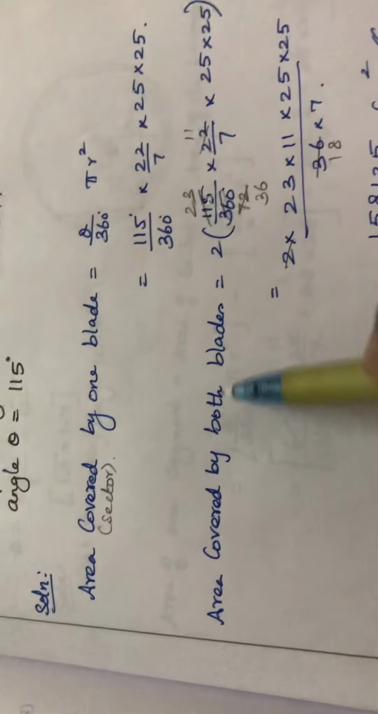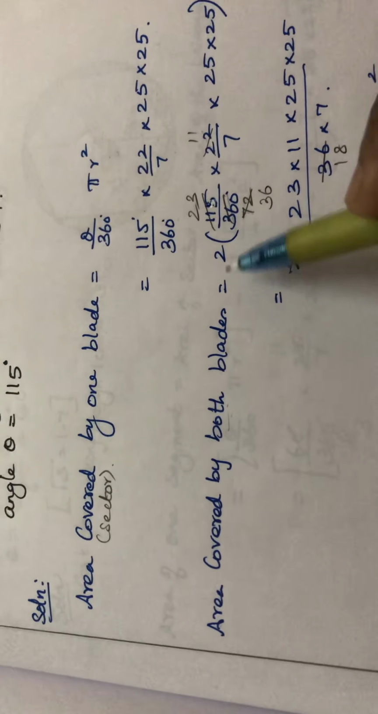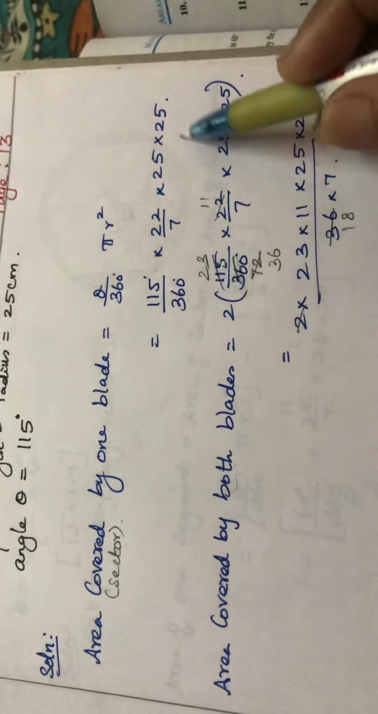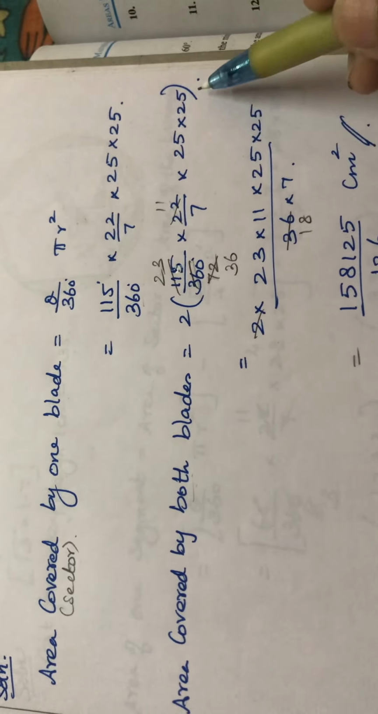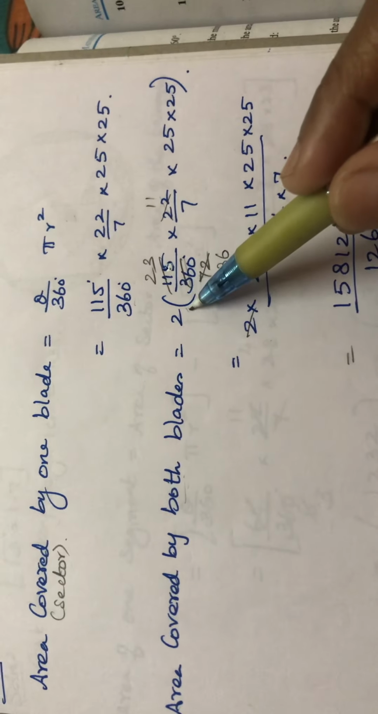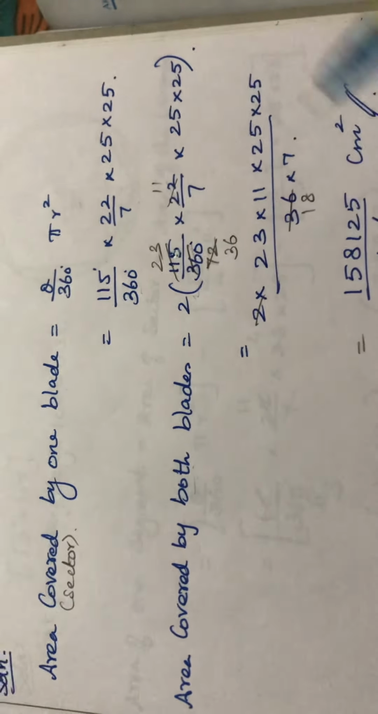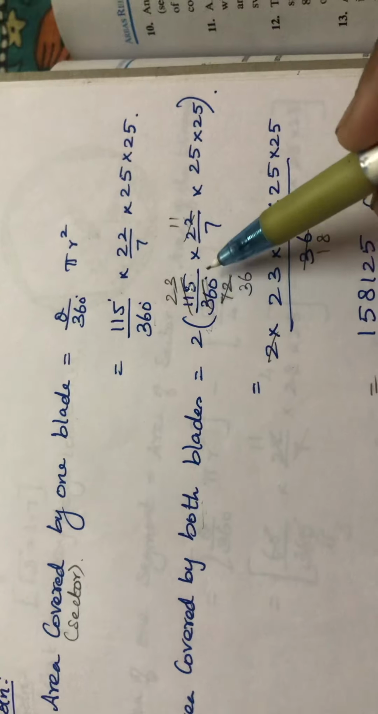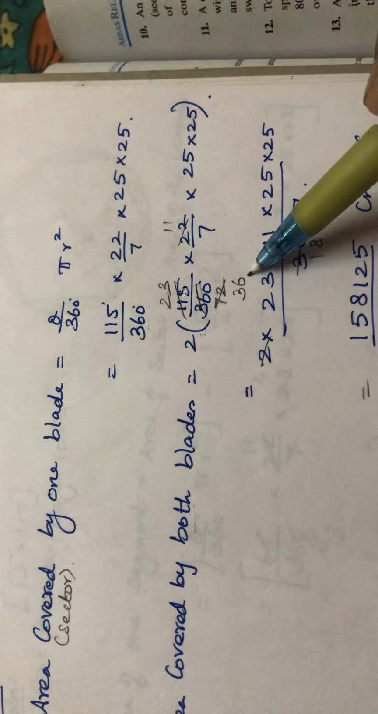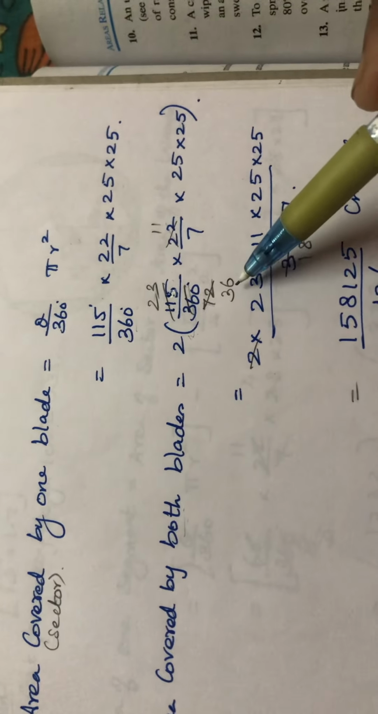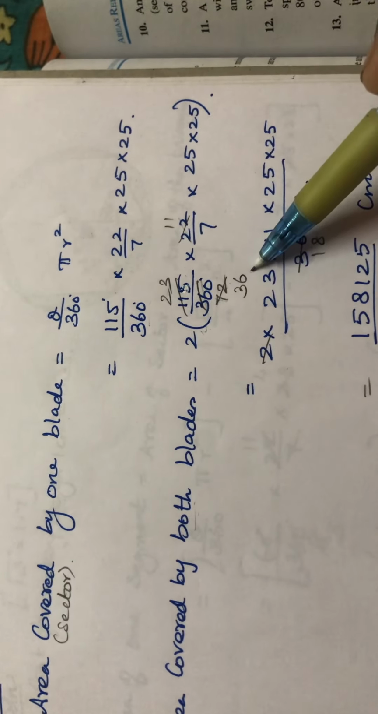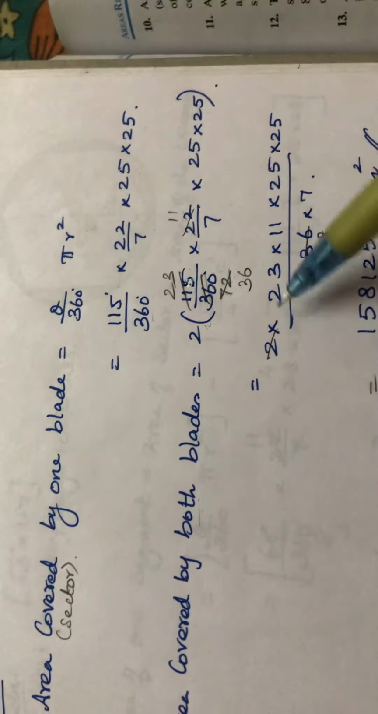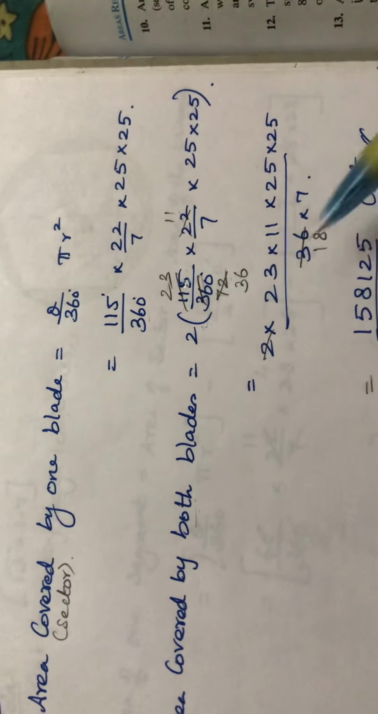Each car has two wipers, that is both blades. So 2 into 115 by 360 into 22 by 7 into 25 into 25. Two wipers are there, that is why we are multiplying this value with 2. Now I am going to simplify 115 and 360: 23 times, 36. And then here we can cancel, 72, 72 into this 22 we are cancelling, 36 into 11, then the rest of this also you can cancel, 18 times.